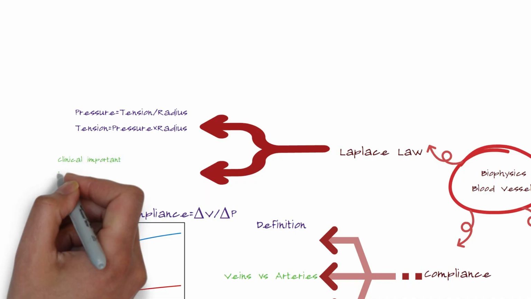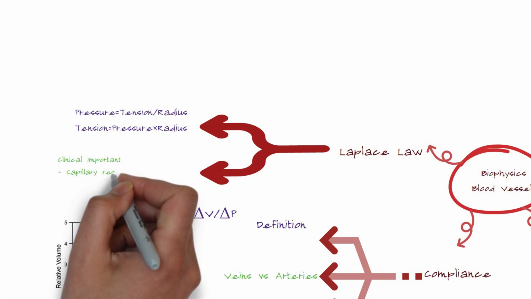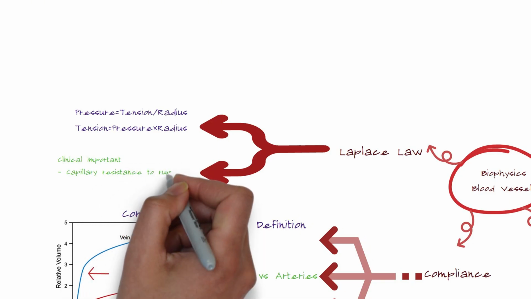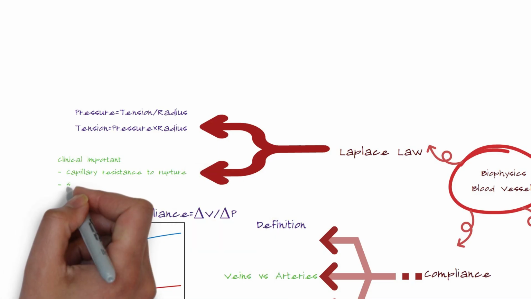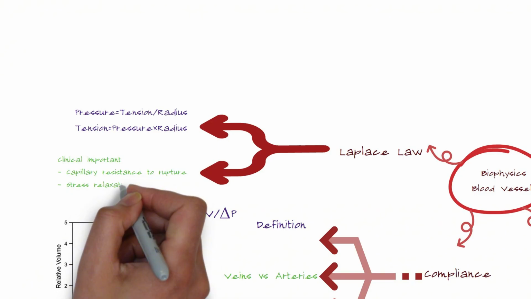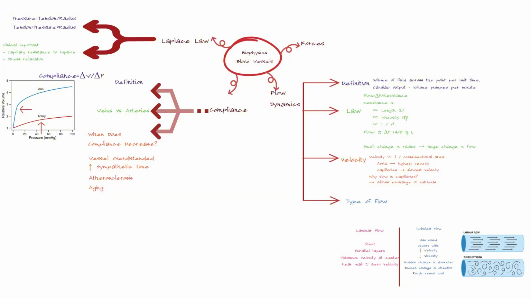The second point is stress relaxation. It is an important concept for the Laplace law. When the vessel is suddenly stretched by an increase in volume, the wall tension initially rises. However, if the volume remains constant over time, the tension gradually decreases, and this decreases the pressure. This adaptive mechanism allows the blood vessel to accommodate a sustained increase in volume without elevating the blood pressure.